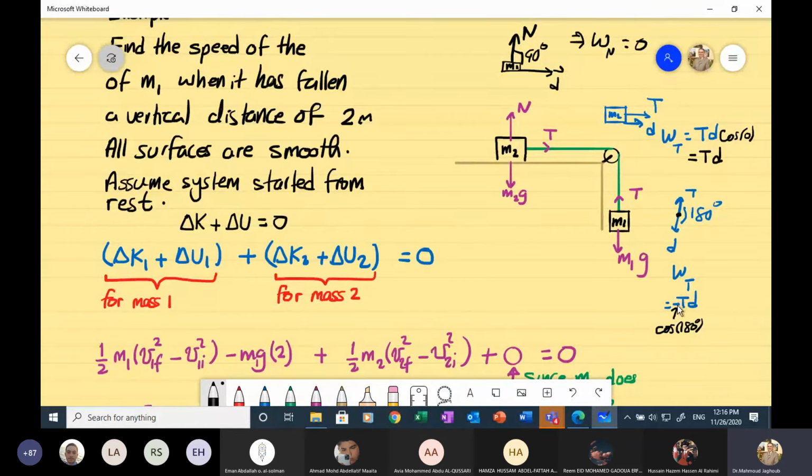So W tension equals minus T times D. This one does an amount of work equals to minus T times D, and this one does an amount of work equals to plus T times D. So what is the total work done by the tension then? Minus TD plus TD equals 0. So indeed the work done by the non-conservative forces is 0. So I can use delta K plus delta U equals 0.